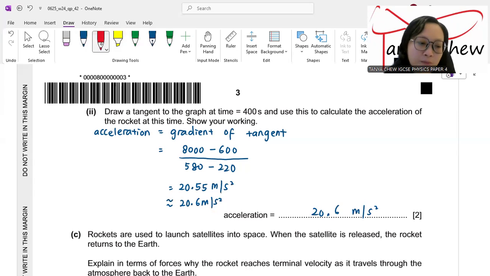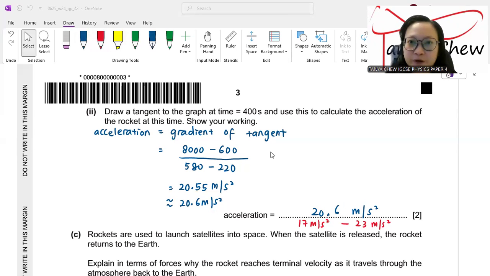And I want you to remember as well the mark scheme. Acceleration, of course, the range is being given. The range is 17 meter per second square to 23 meter per second square. So my acceleration is within the range. Phew, right? Okay, I hope yours are in the range as well.